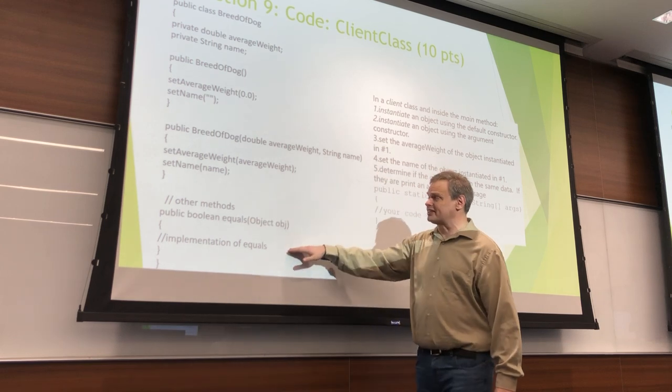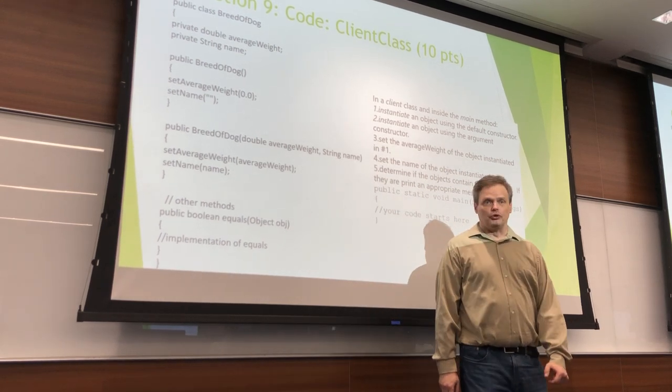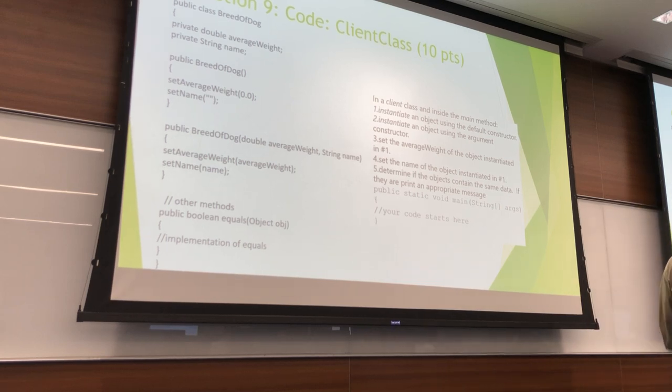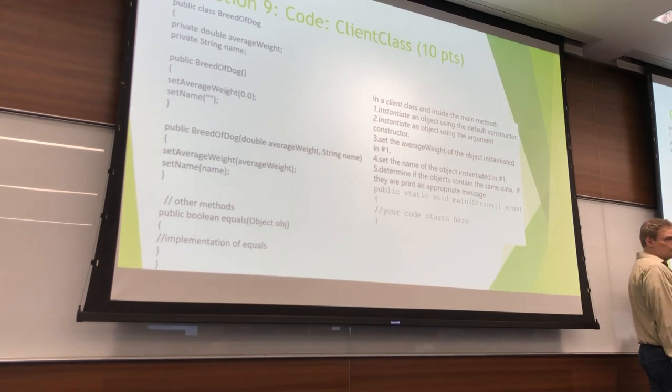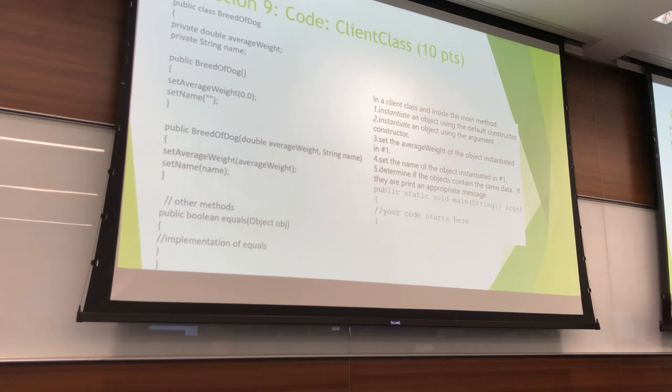The only difference this time is that we have an equals method. And notice that I've already written equals. This question does not require you to write equals, thankfully. Now, this is a 10-point question, but it's 5 parts. You're welcome. It's not very complicated. So in a client class and inside the main method, and you notice that I provided the header for the main method here, so you don't have to remember that.